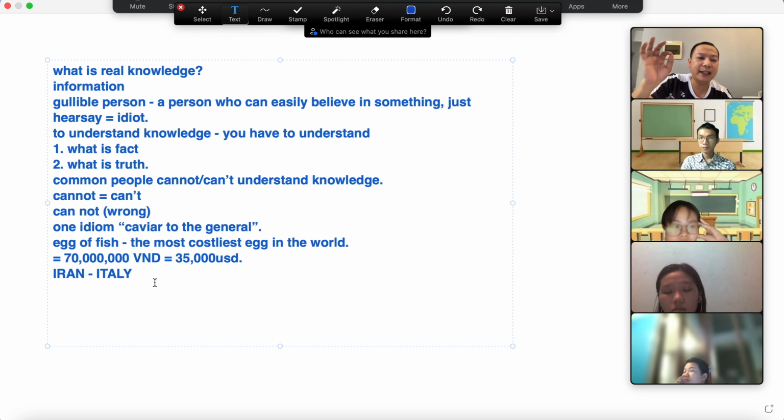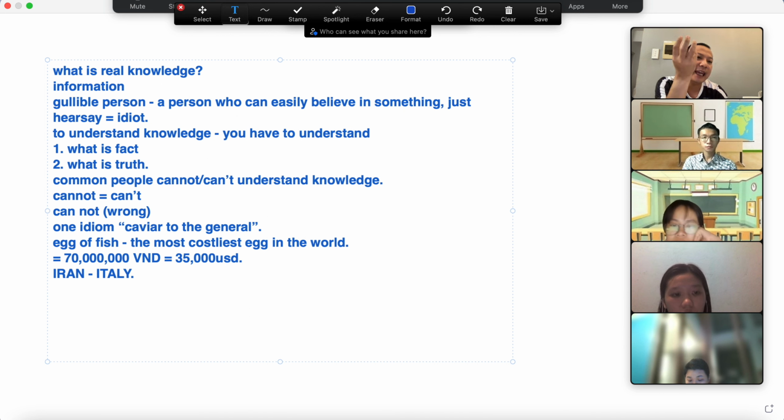So before, only super rich people could eat this egg. Not rich, super rich. Because they take the egg of that fish, then they put salt in it, and then they sell it at this price. And if you give this fish egg to common people, we say common people because we have educated and uneducated common people, when they take this egg, they say, what shit?